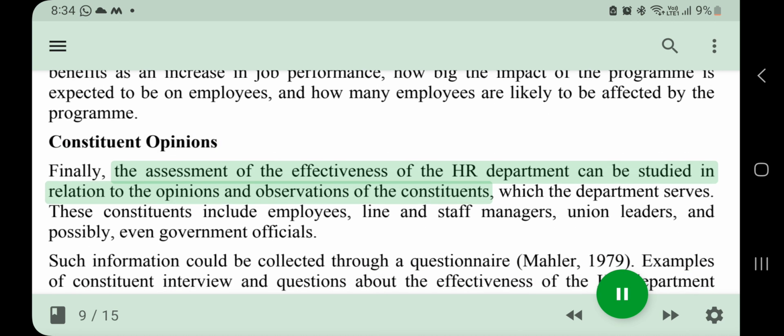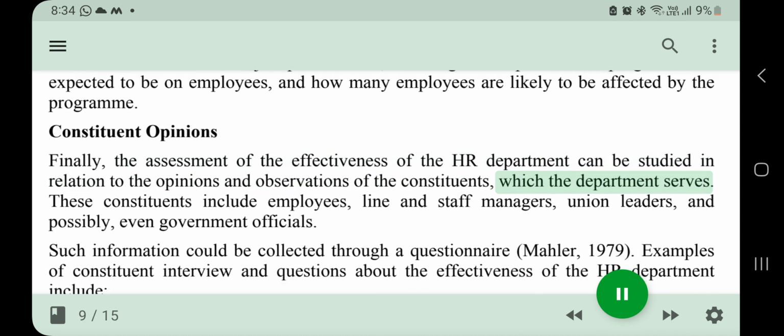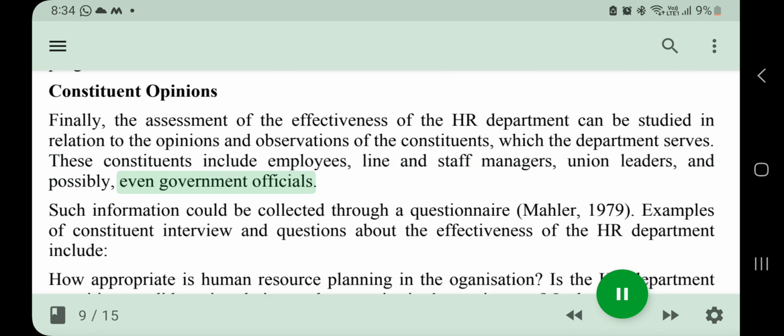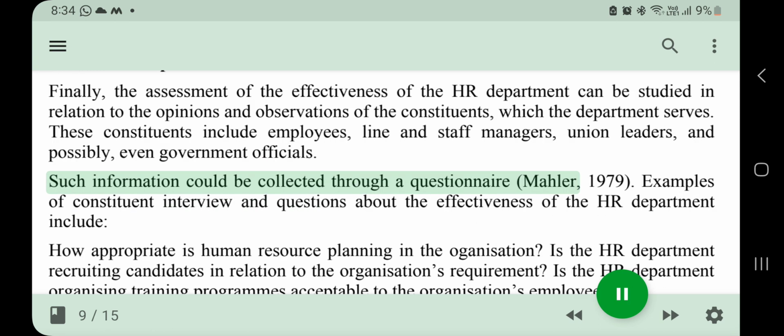Constituent opinions. Finally, the assessment of the effectiveness of the HR department can be studied in relation to the opinions and observations of the constituents which the department serves. These constituents include employees, line and staff managers, union leaders, and possibly even government officials. Such information could be collected through a questionnaire (Mahler, 1979).